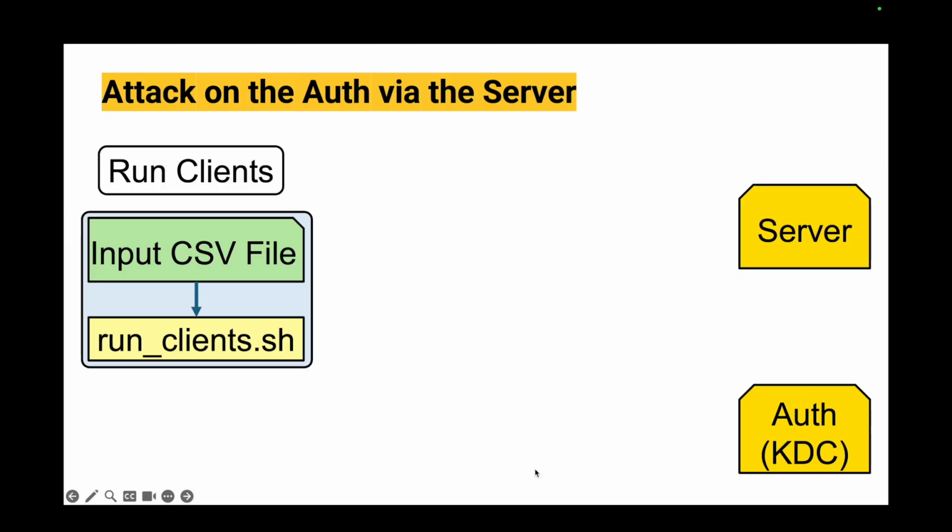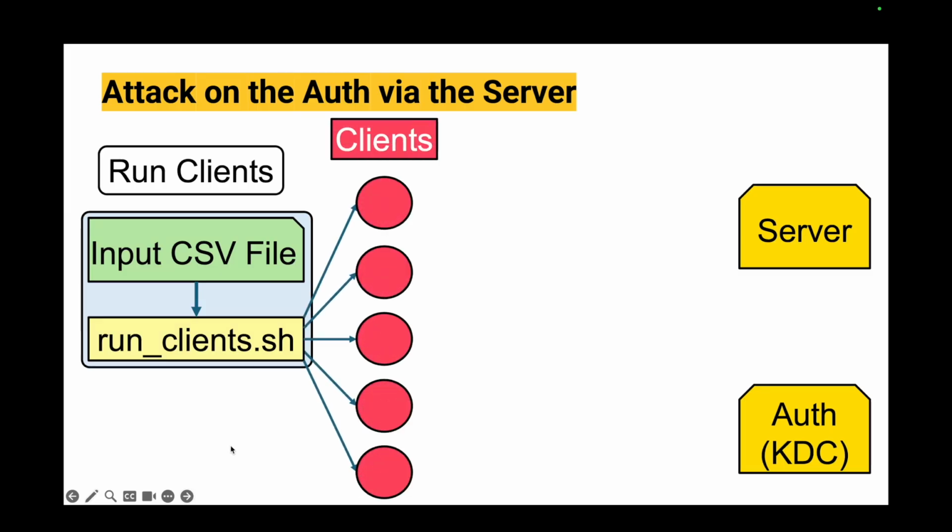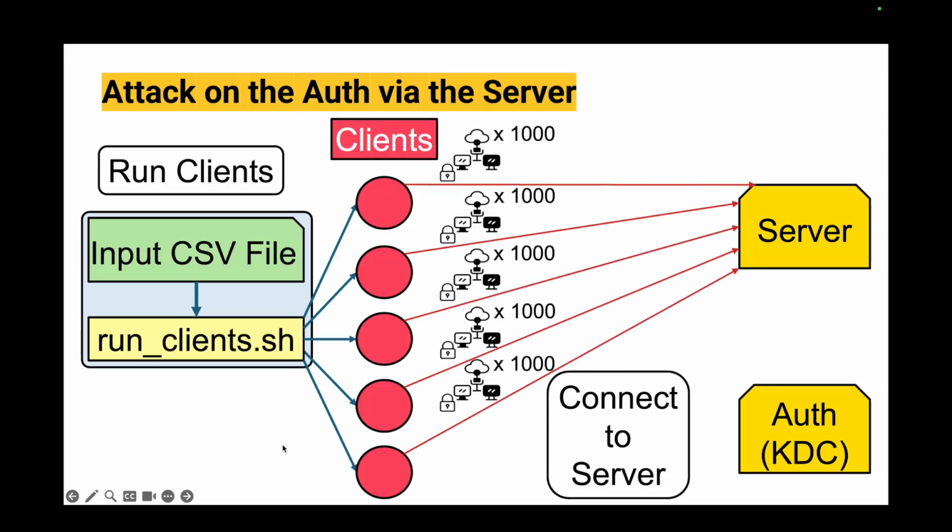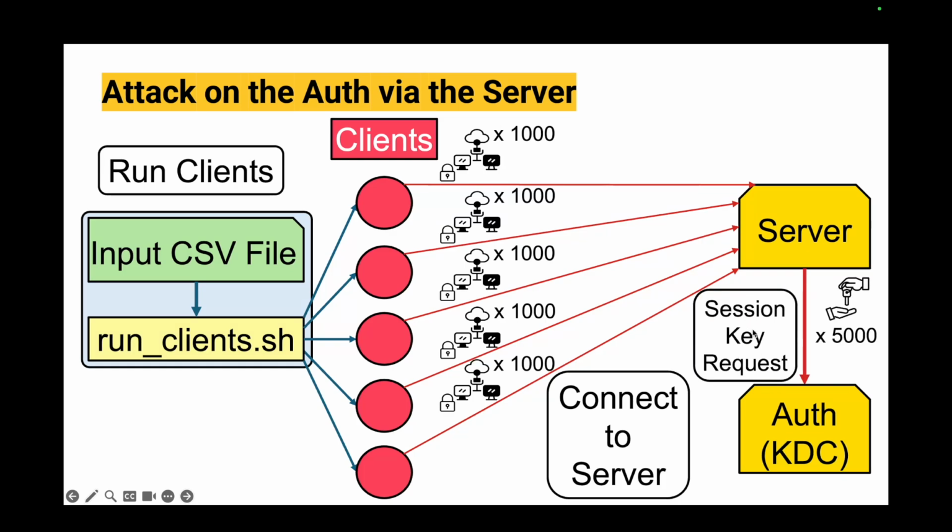Now I will show an attack on the auth via the server. The user will first run the run client script, which will take an input file. The script will generate the clients. Then the clients will attack the server by attempting to connect to the server a large amount of times. And the server will actually attack the auth or key distribution center by trying to request a large amount of session keys based on the number of times the clients attempt to connect to the server. Here, the clients are using the server to attack the key distribution center.